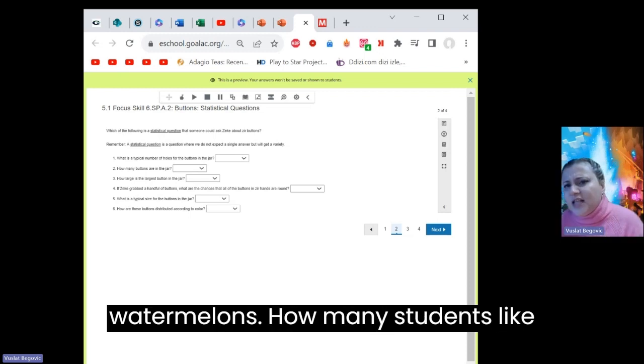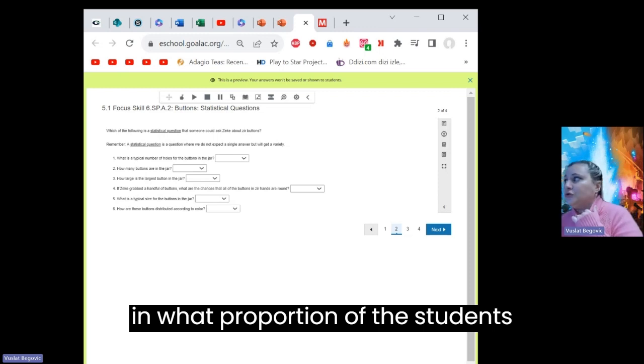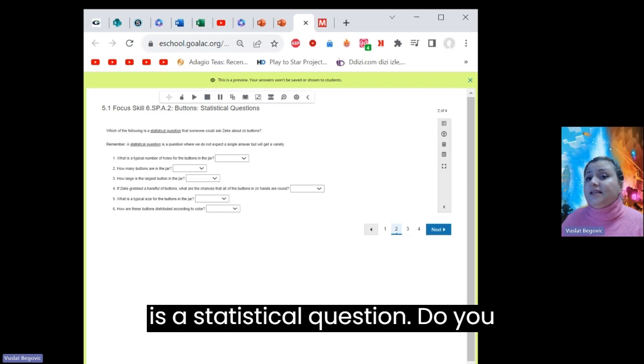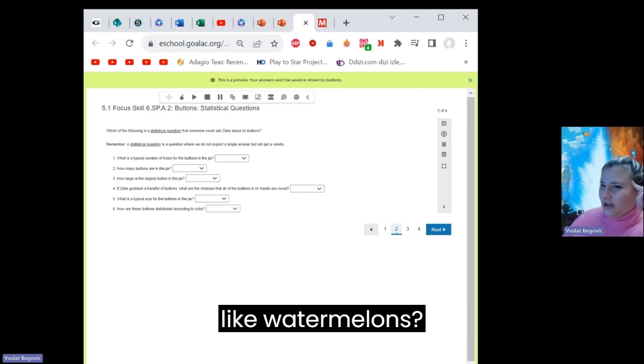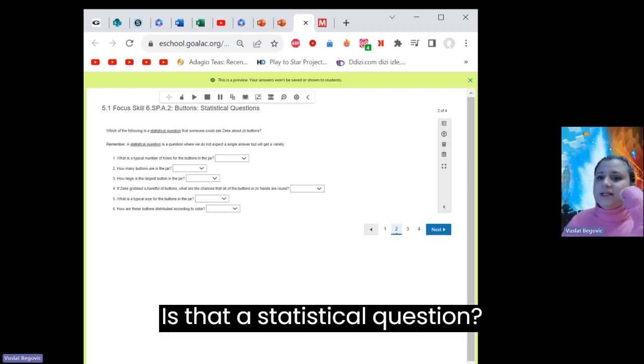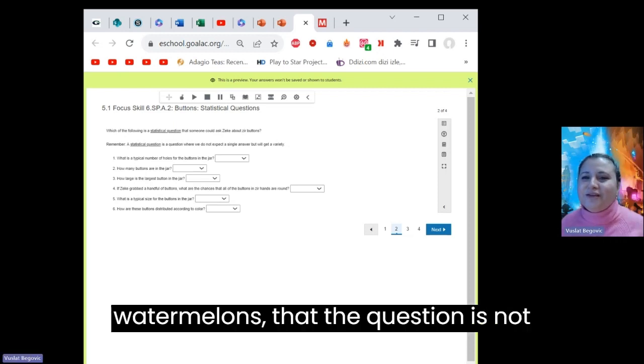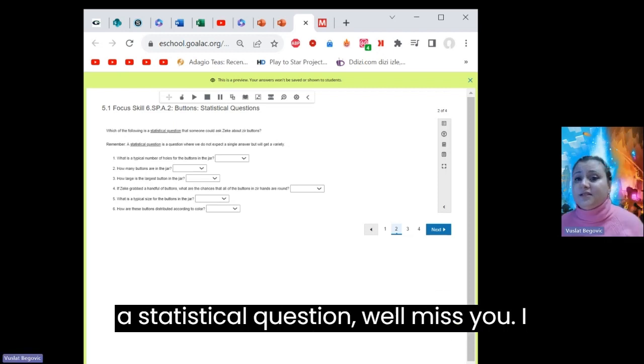What proportion of the students at your school like watermelons gives you variable data, and that means it is a statistical question. Do you like watermelons? Is that a statistical question? No. If you like the watermelons or don't like the watermelons, that question is not a statistical question.